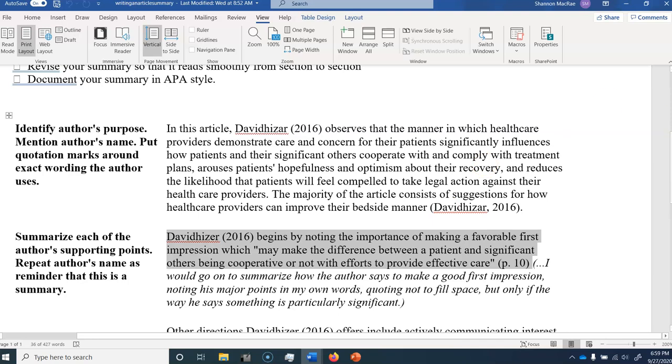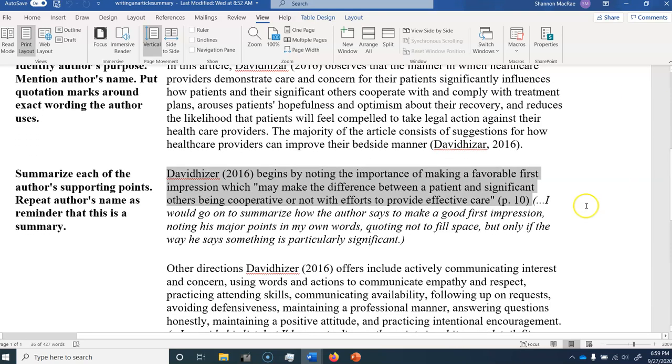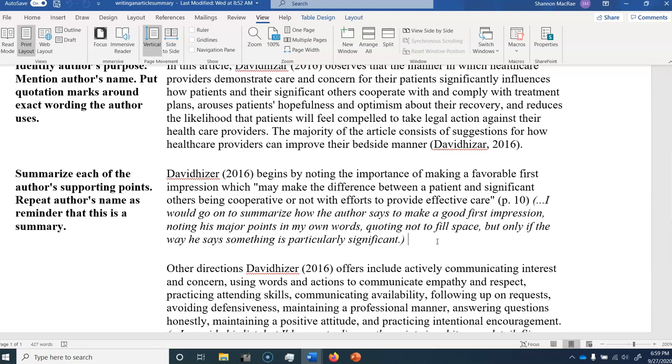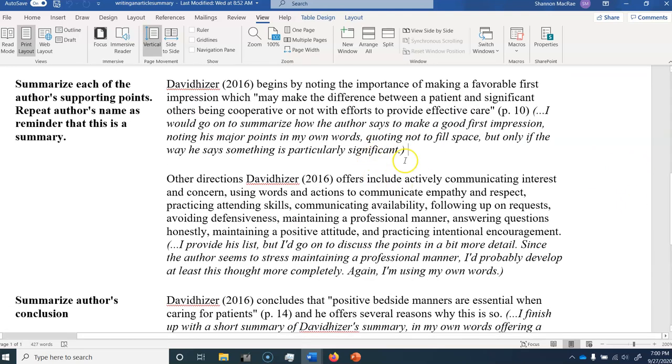Obviously, there would be additional sentences going on to explain some of the supporting points. So here, the person said they go on to summarize how the author says to make a good impression, noting the major points in my own words. So in the student's own words, quoting not to fill space, but only if the way he says something is particularly significant. So there'd probably be a few sentences in there. Here's another point: other directions David Azar offers include, and then there's a list of some things that David Azar has mentioned in the article.